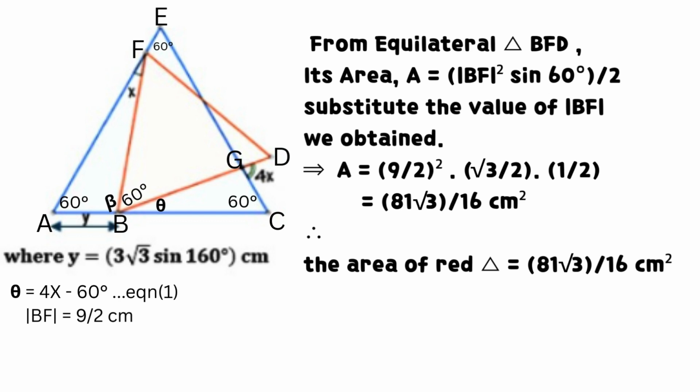Therefore, the required area of the red equilateral triangle equals the product of 81 and the square root of 3, all divided by 16, in square centimeters.